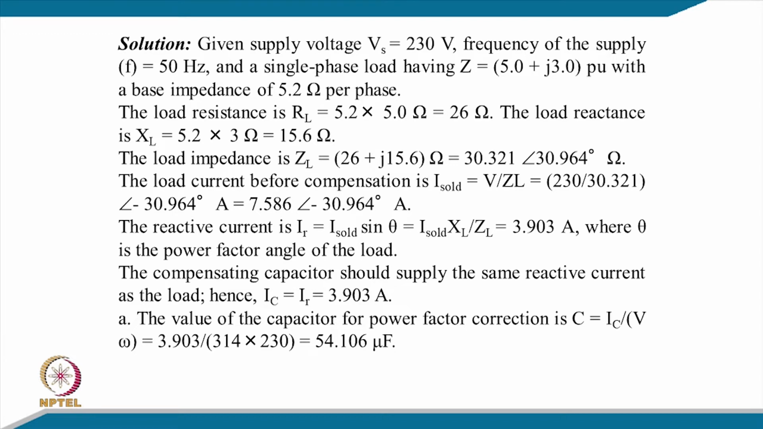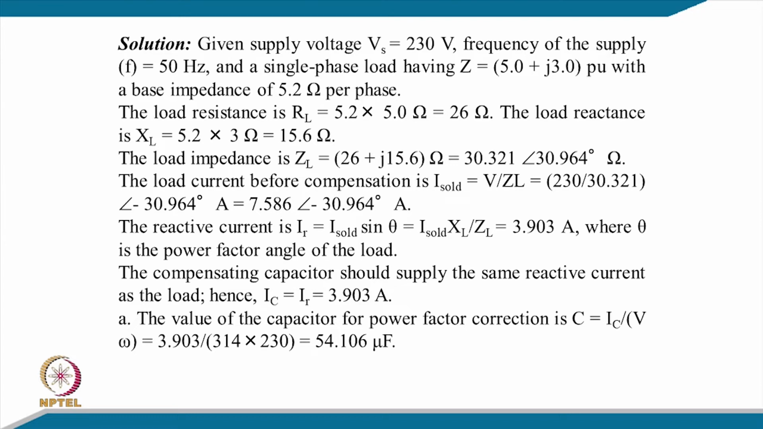Now, this load impedance is connected to the source, and we have to calculate the compensating element in shunt with it, so that the power factor is made unity and it behaves like a resistive load. The load current before the compensation we can call V upon ZL, and that is 230 upon 30.321. Because ZL has an angle, when it goes to the denominator the angle becomes negative. So, you will have a current of 7.586 at an angle of minus 30.964 degree ampere.